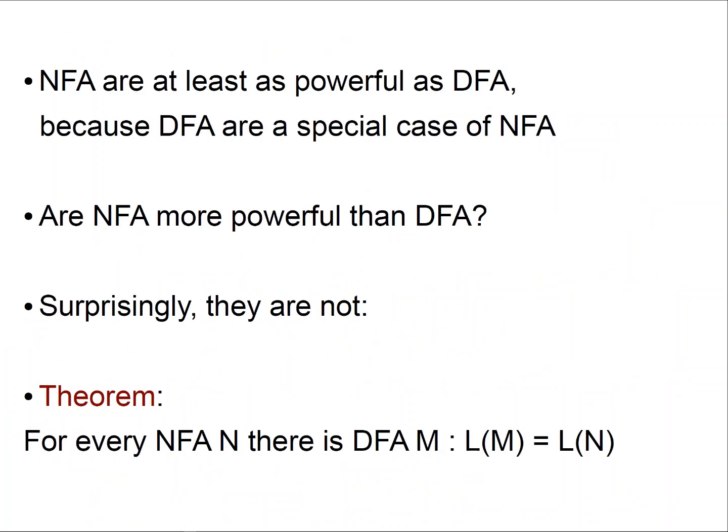So NFAs are at least as powerful as DFAs, because DFAs are a special case of NFAs. You can just ignore the epsilon transitions and not have multiple labels. Now, a natural question is, are NFAs more powerful than DFAs? Surprisingly, they are not. We're going to prove a theorem that says that for every NFA N, you can find a DFA M that computes the same language.